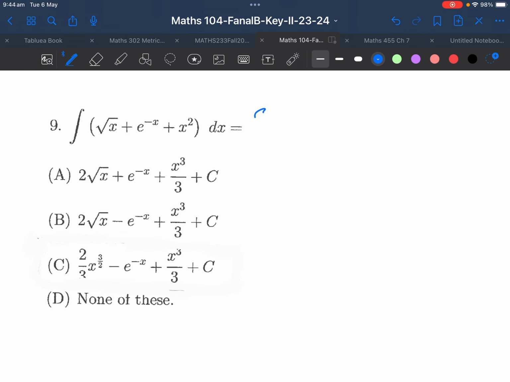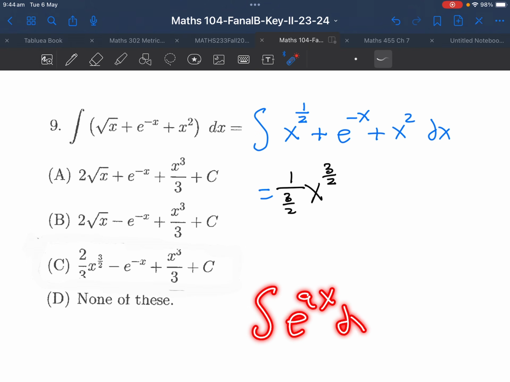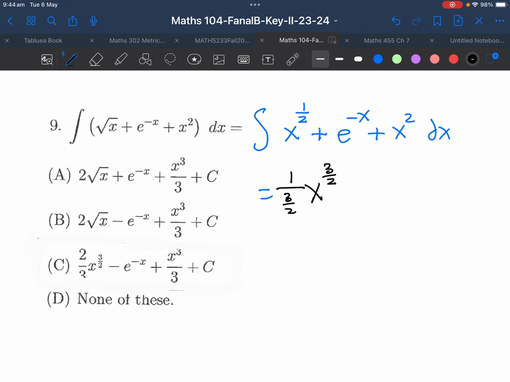Question 9. All you need to do is rewrite it first, this would be x power half plus e negative x plus x squared dx. And now we just need to find the integral. X power half, we will add 1, it will become x to the 3 over 2, and we divide by 3 over 2. Now, remember the integral of e to the ax dx is the same, and we divide by the number in front of x. So this would be plus e negative x divided by negative 1. And finally, we have x to the power 3, 1 over 3.